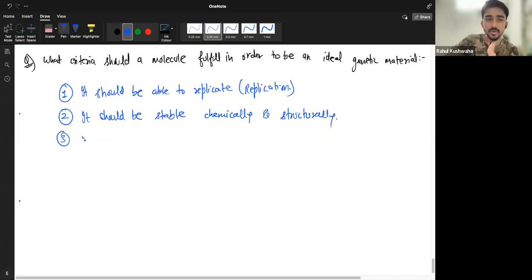stable, but it should also give scope of slow changes, right? There should be chances of making changes in that material. If it is stable, but it is very, very stable, where you cannot make any change in it, then it is a problem. Then no evolution will happen, right?